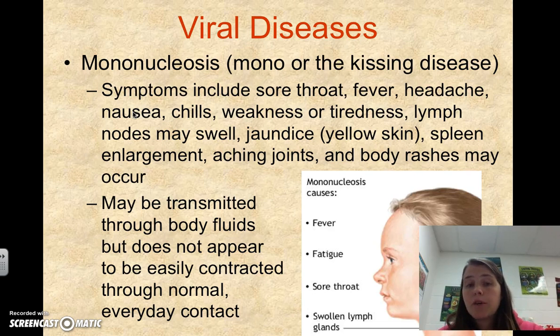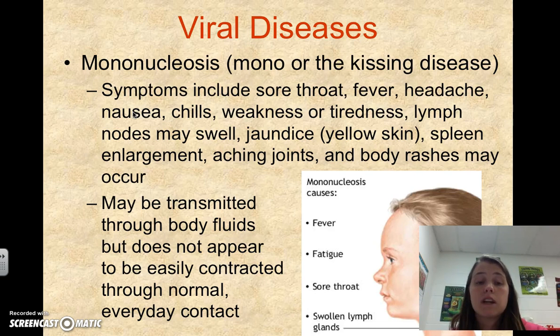Mononucleosis, or mono, also known as the kissing disease. You get a sore throat, fever, headache, nausea, chills, weakness, and tiredness. Your lymph nodes, those are sitting right underneath here, can swell. You can sometimes get jaundice or yellow skin. Your spleen can enlarge, your joints may ache, and you may get body rashes.